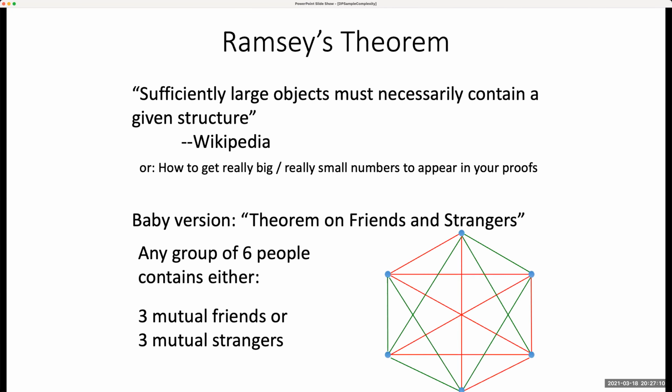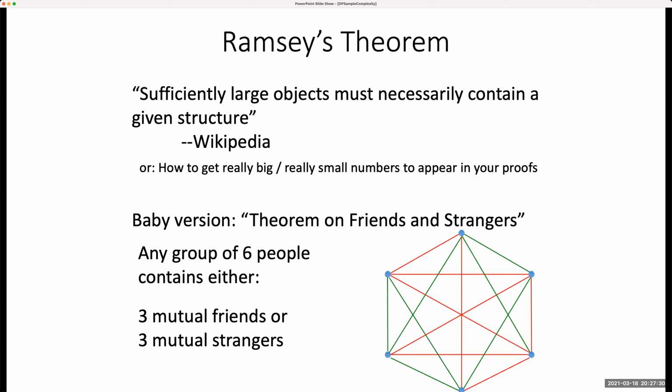The baby version of Ramsey's theorem is that any group of 6 people contains either 3 mutual friends or 3 mutual strangers, right? So if you have a graph on 6 vertices and you color the edges of this complete graph in two colors, then there is a monochromatic triangle.